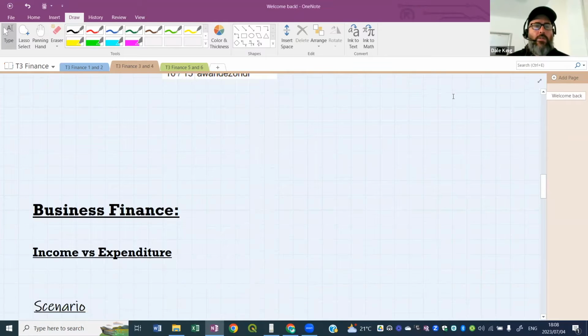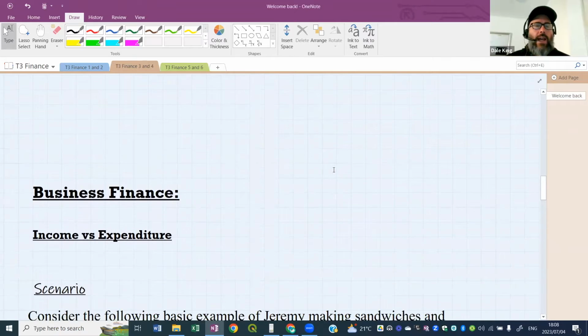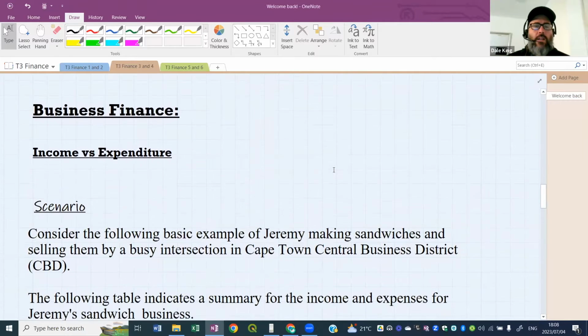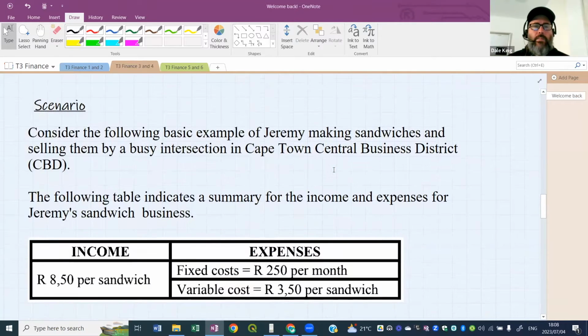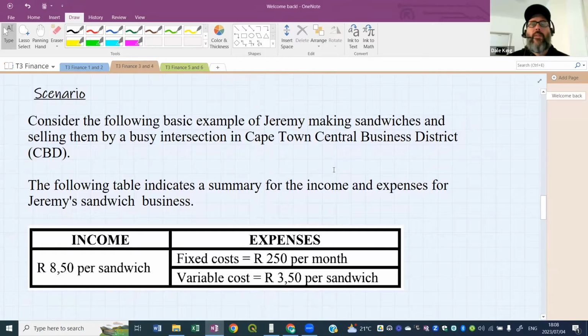We're talking about business finance, income and expenditure, and here is the scenario. Let's have a look at it. Let's read it and understand what's going on here. Consider the following basic example of Jeremy, who makes sandwiches and sells them by a busy intersection in Cape Town Central Business District, or the CBD. The following table indicates a summary for the income and expenses for Jeremy's sandwich business.